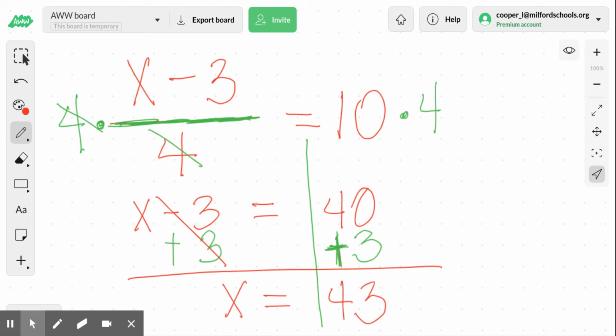So that's it for two-step equations. Again, make sure you have that written down, and then make sure you check for any practice you need to do after that.